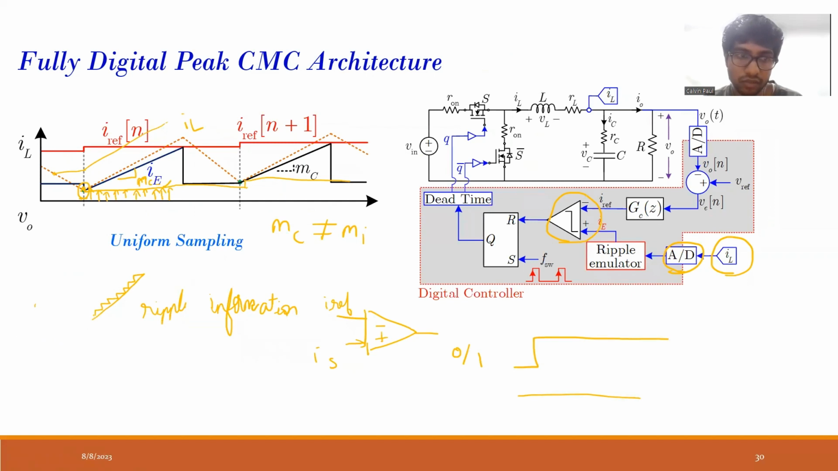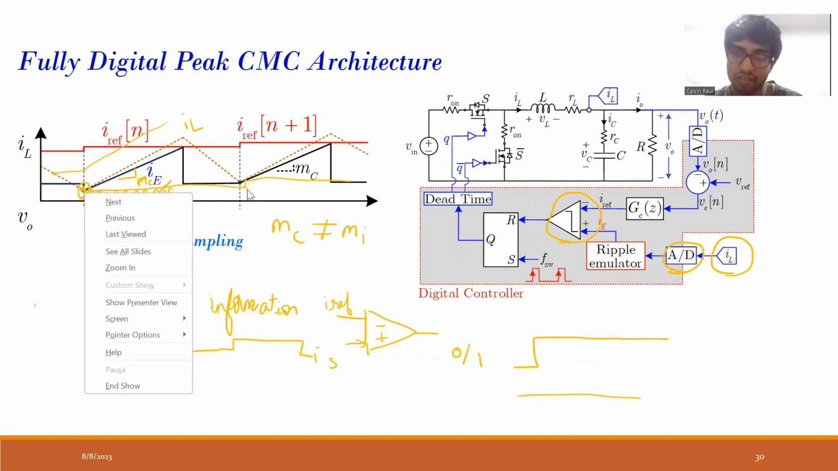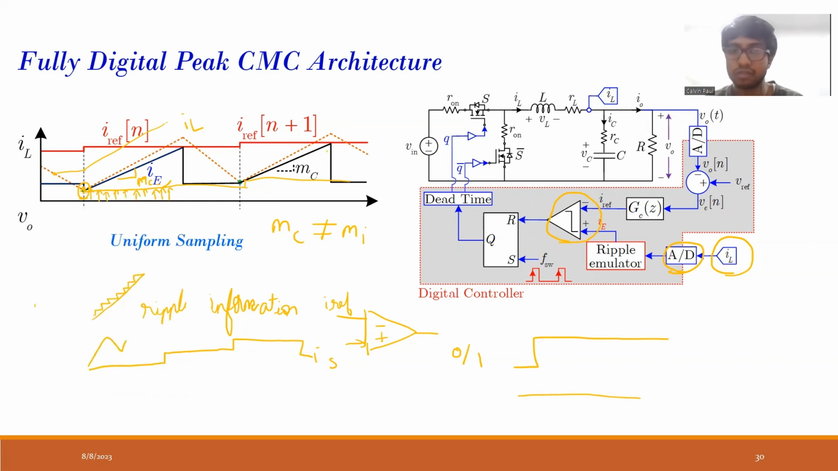If I want to have the information of the inductor current ripple, I need to have a high frequency ADC. If I have a low frequency ADC and take only one sample per cycle, then the inductor current information is like this, then next it is like this, next it is like this. The ripple information is not there in this. That is why I need a high frequency ADC which will provide the ripple information. But the high frequency ADC is not what we want in our actual practical implementation. So we take only one sample of the inductor current and we delay it by one time period, and then we add a ripple to it. Okay.